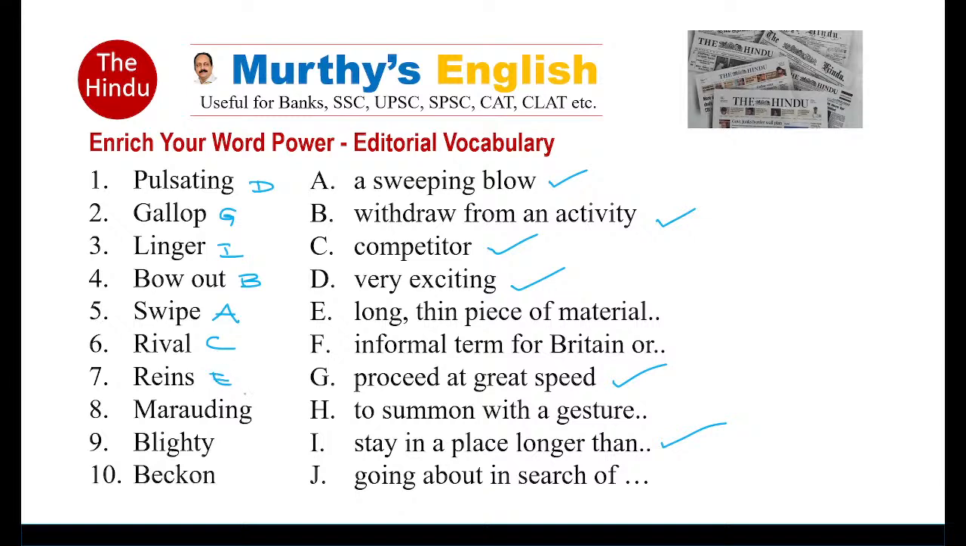E. Marauding: going about in search of something to steal or people to attack. J. Blighty: informal word for Britain or England. We have come across it for the first time. These new words you have to spend more time on after the session and you have to remember.